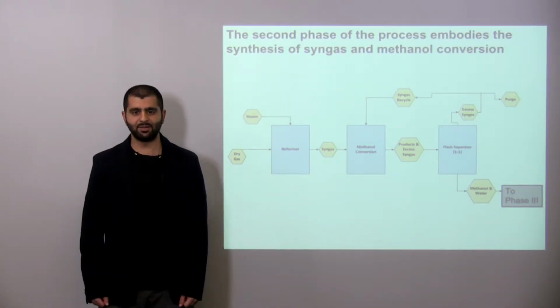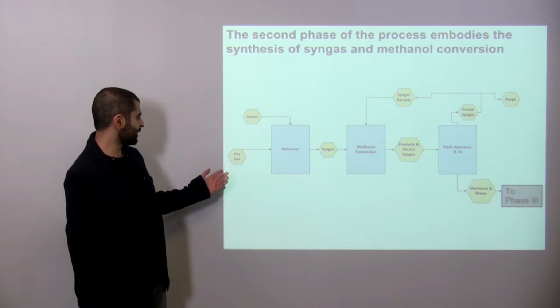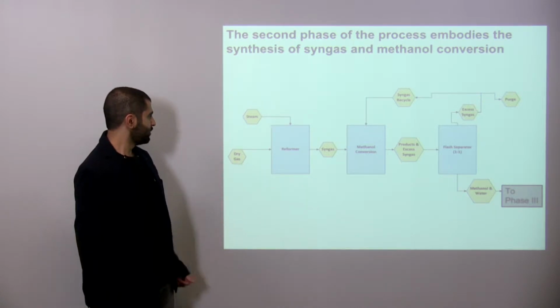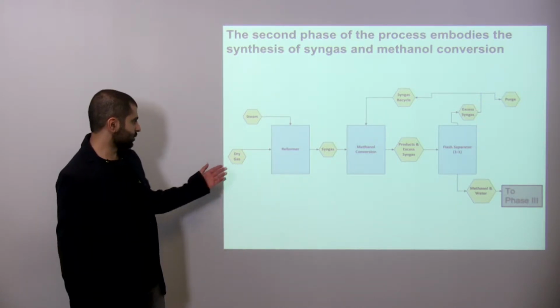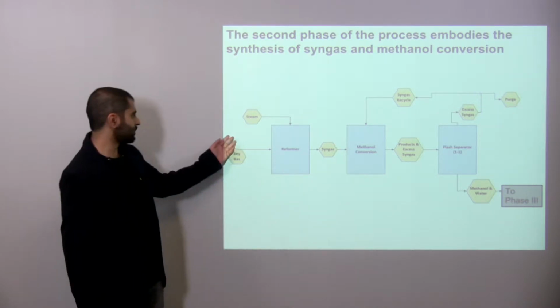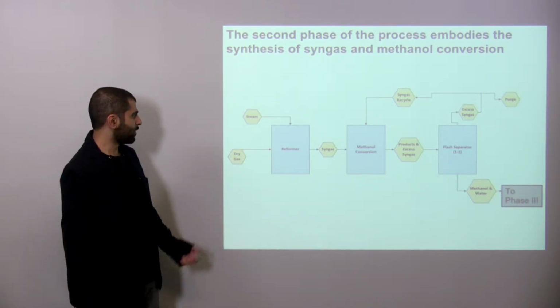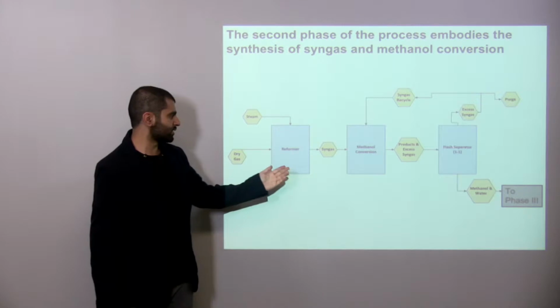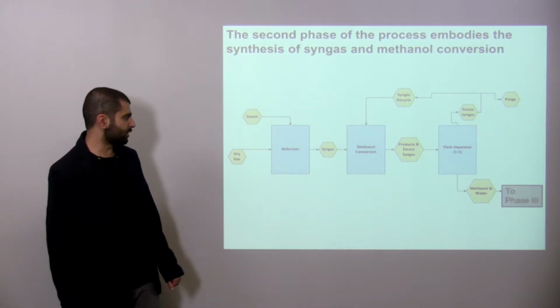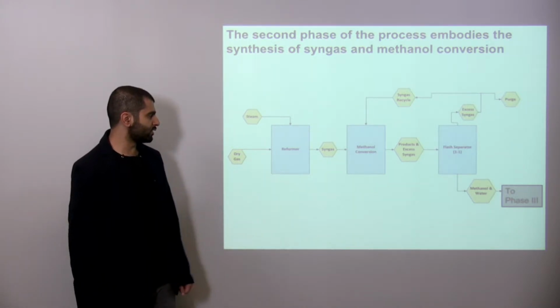So next up we have phase two with our dry and sweetened gas going into a steam reformer. So alongside the dry gas going to the steam reformer, we also have steam going into the steam reformer. The product of the steam reformer is the syngas. Syngas is then cooled down and compressed and sent to a methanol conversion unit.